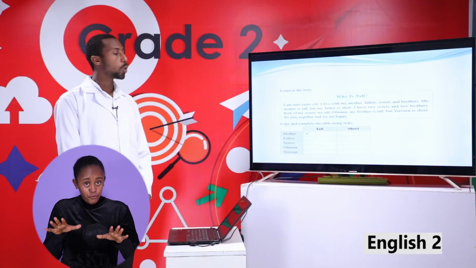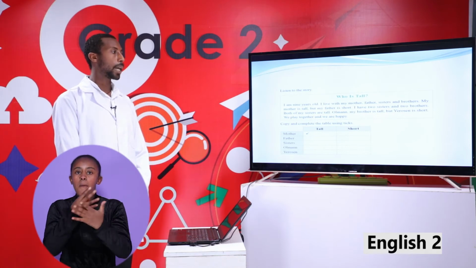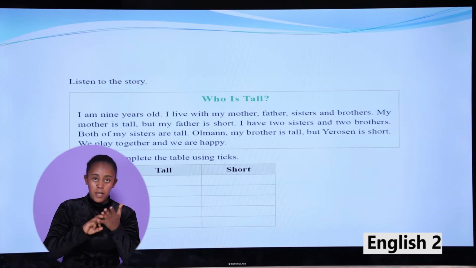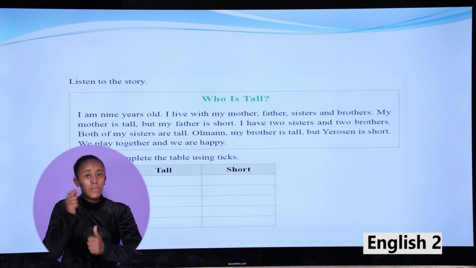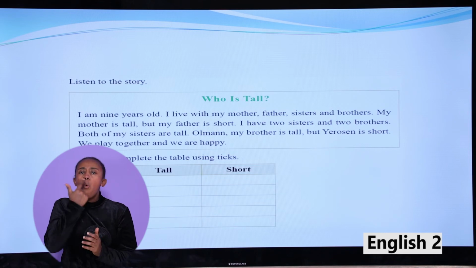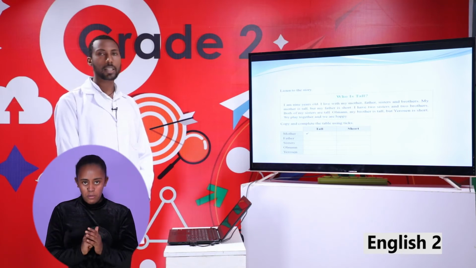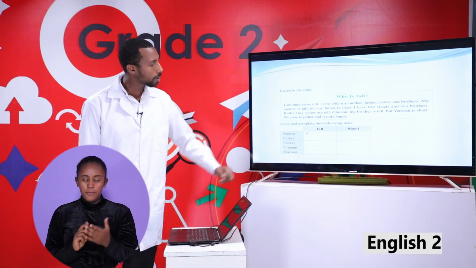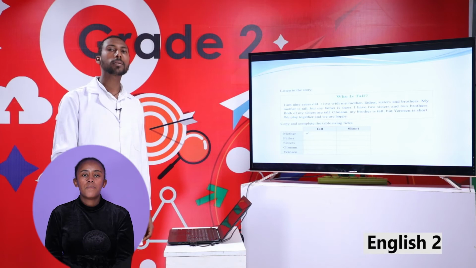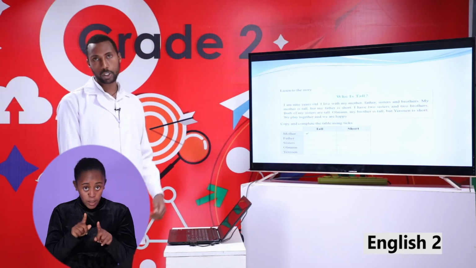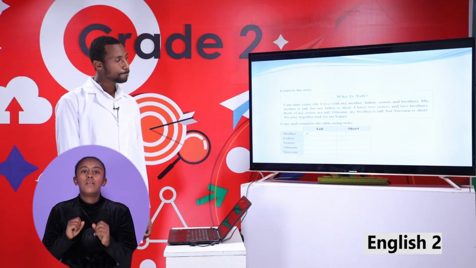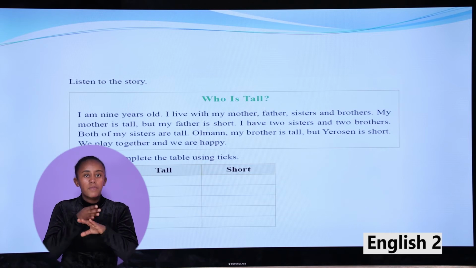The next point is, I prepared a little story for today. After I finish reading the story, you have to complete this table using the reading task. The title says, who is tall? Let me read the reading passage, and after that, you have to complete the table by ticking the right sign when I finish the reading.